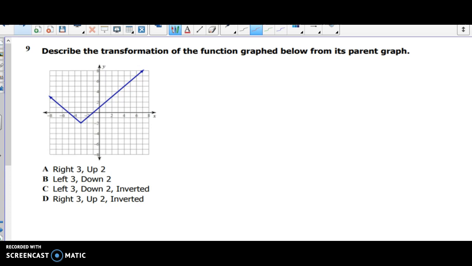Describe the transformation of the graph of the function below from its parent graph. Okay, so parent graph would be here, so we move 1, 2, 3. We move left 3 and down 2. Left 3, down 2.